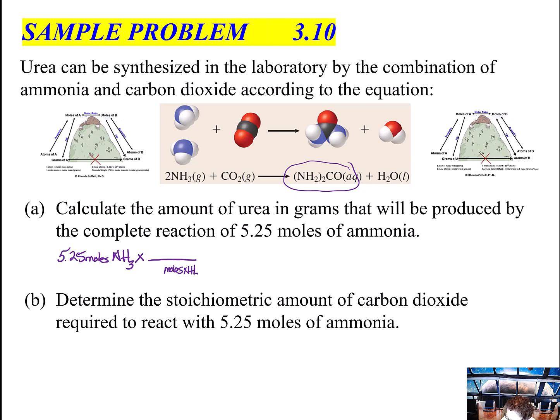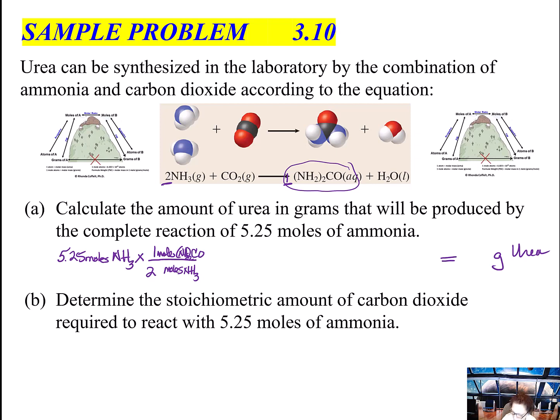And I'm wanting to get to urea. Eventually, I want grams of urea. I'm just going to write urea because the formula is really long. So when I look at my balanced chemical equation, for every 2 moles of ammonia, I'm going to produce 1 mole of urea. So 2 moles of ammonia is going to react with 1 mole of urea, which is NH2, 2, CO. See, told you it was long.